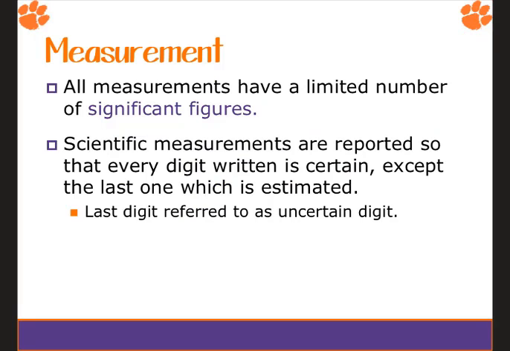So all measurements have a limited number of significant figures. These show up in scientific measurements, and we report them so that we know that every digit is certain, and then we estimate the very last digit, and we call that the uncertain digit.